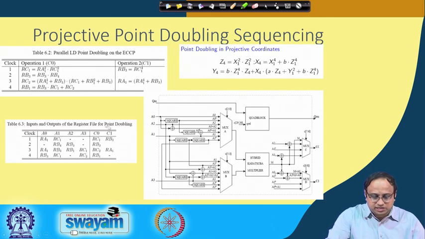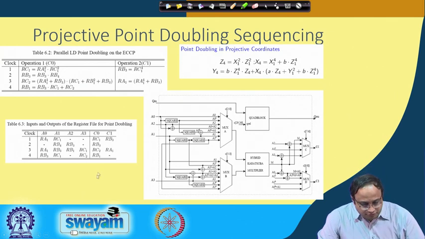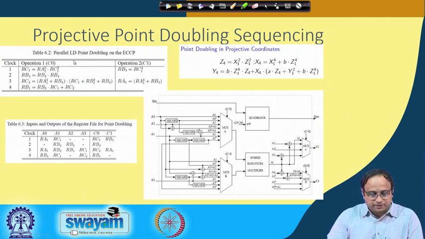So this is a description of the point or projective point doubling sequence. You see that these are the 4 clock cycles which are required, and this is the corresponding computation which is being performed. If you observe carefully, you will see that this is a parallel architecture for performing the doubling or point doubling.